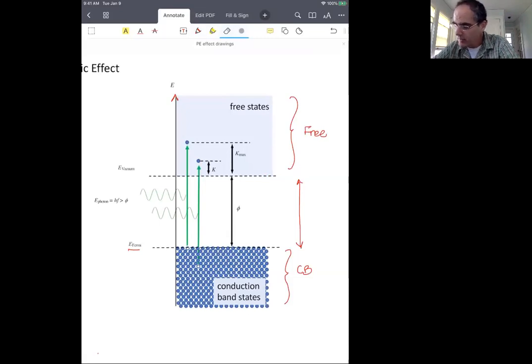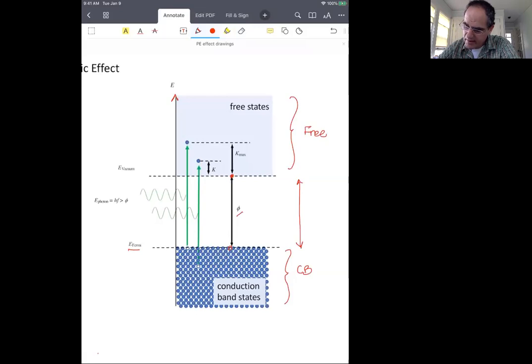Okay, so now we can see that in this picture, we can only excite a photoelectron with photons that have energies hf greater than the work function. Because the work function is the minimum energy required. That is, it's the energy difference between the lowest energy free state and the highest energy bound state. The energy to take the most energetic electron inside the metal and put it into the lowest energy free state.